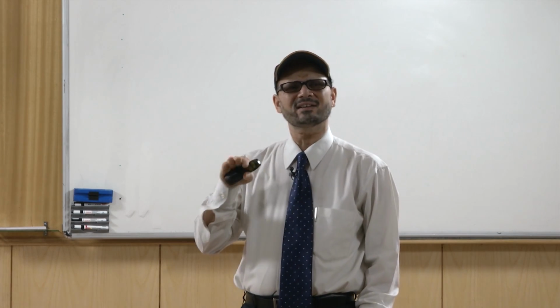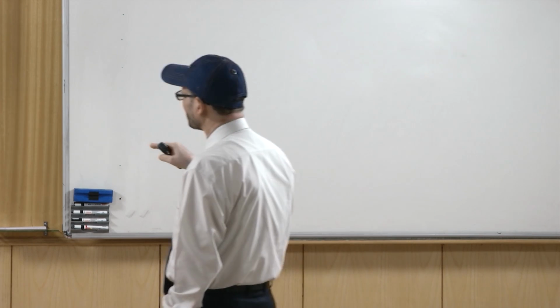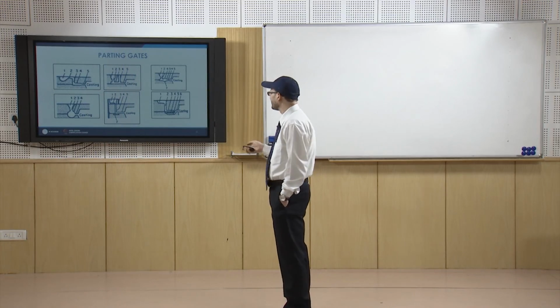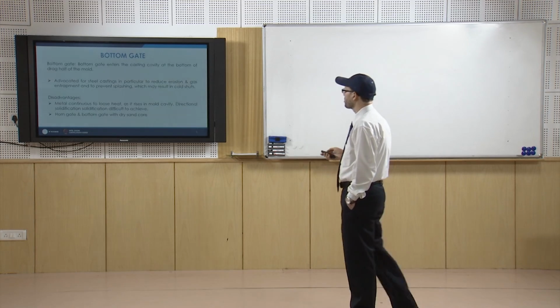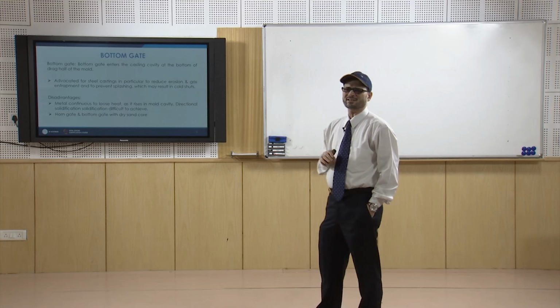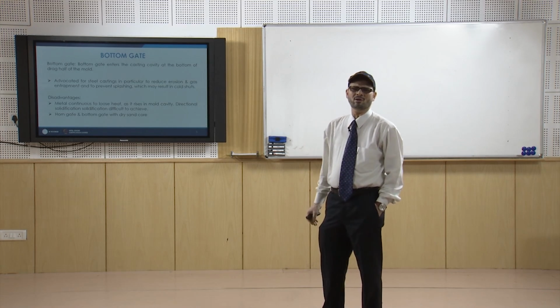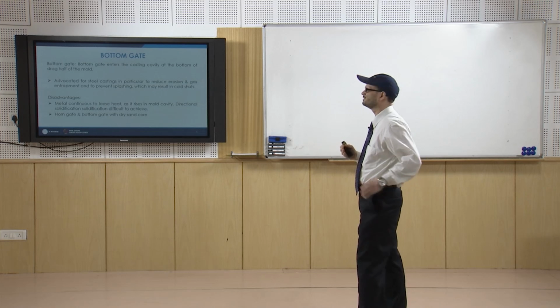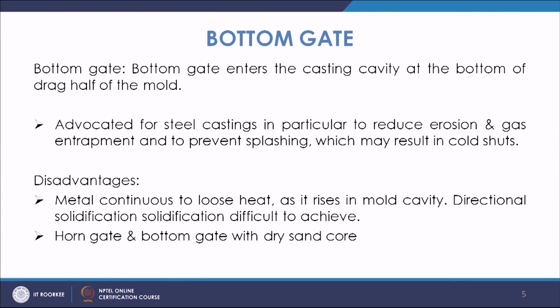In the parting gate, basically metal is flowing and entering into the cavity at the parting line, as we see in all these cases. Next is the bottom gate. Now, the bottom gate is the one where the metal enters from the bottom half of the mold, that is the drag portion. So, here the metal enters the cavity at the bottom drag half of the mold.